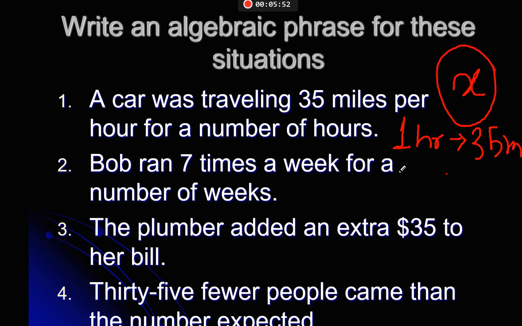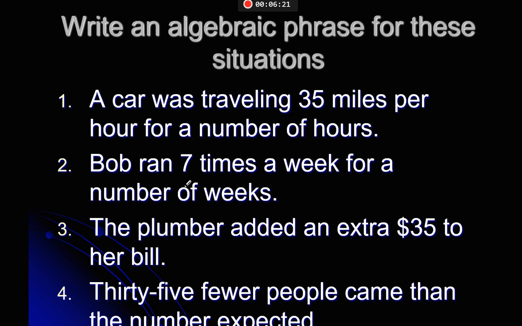So therefore, in x hours, the car was traveling more than this. It is very simple: 35 times x miles. So the expression is 35x miles. 35x is the expression. Clear? Now let us move to the next one.